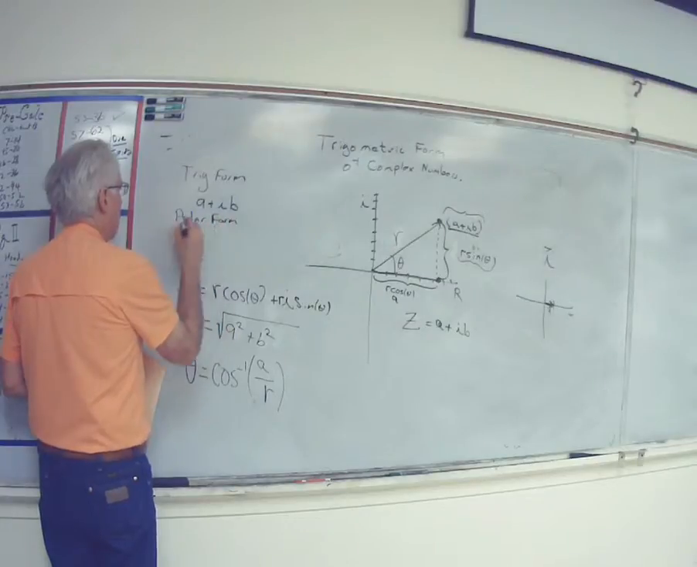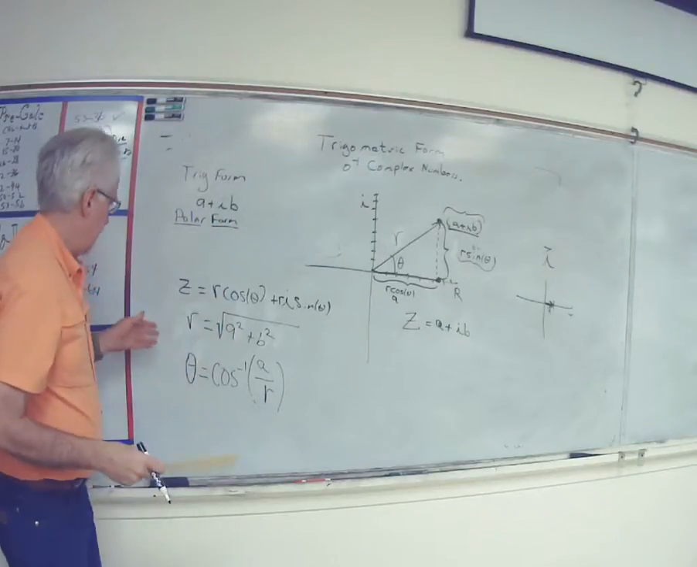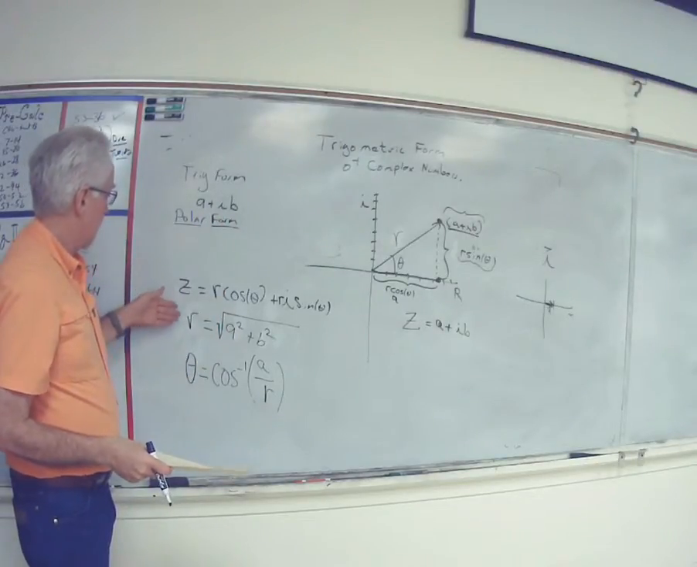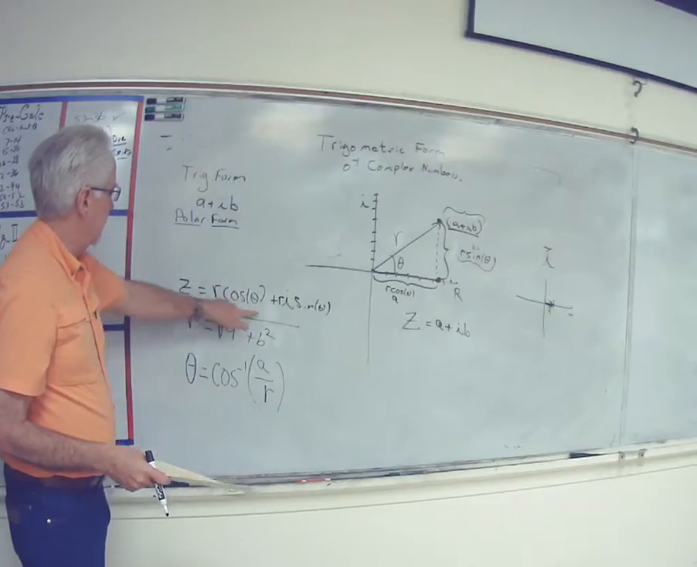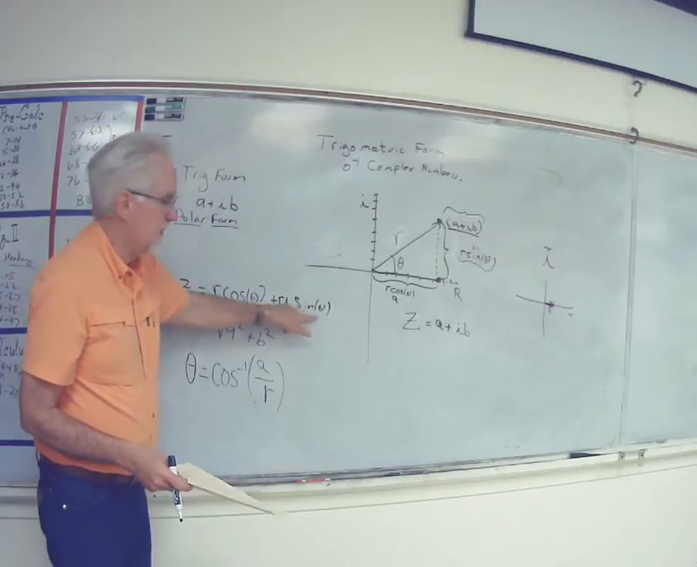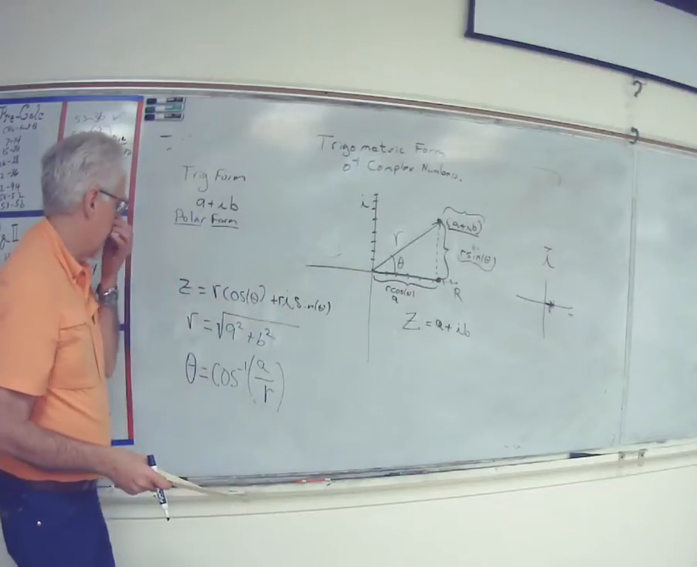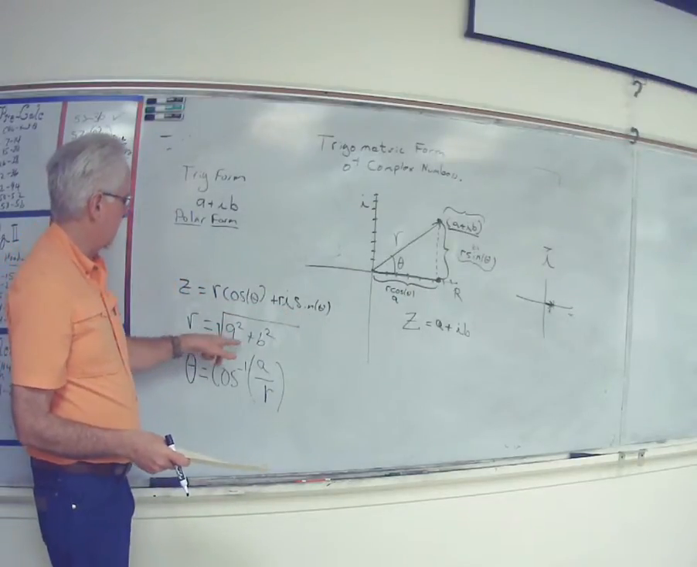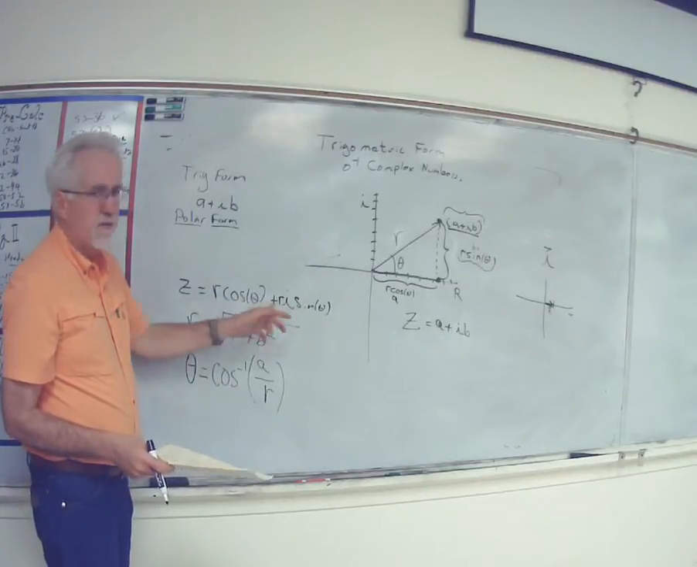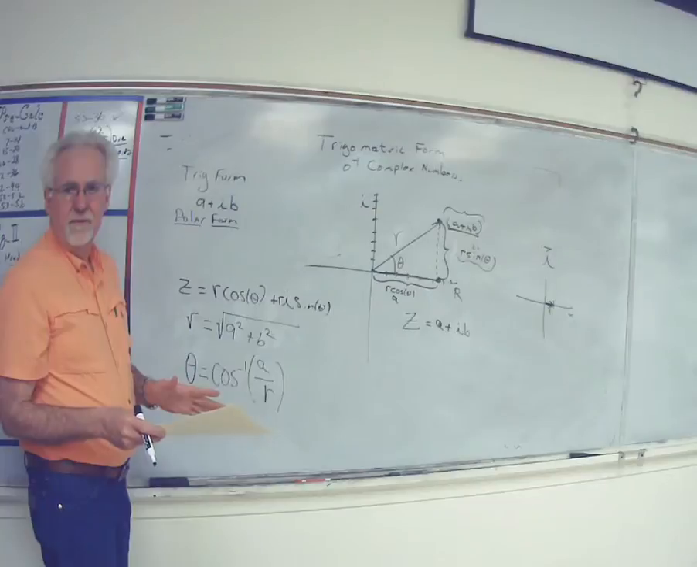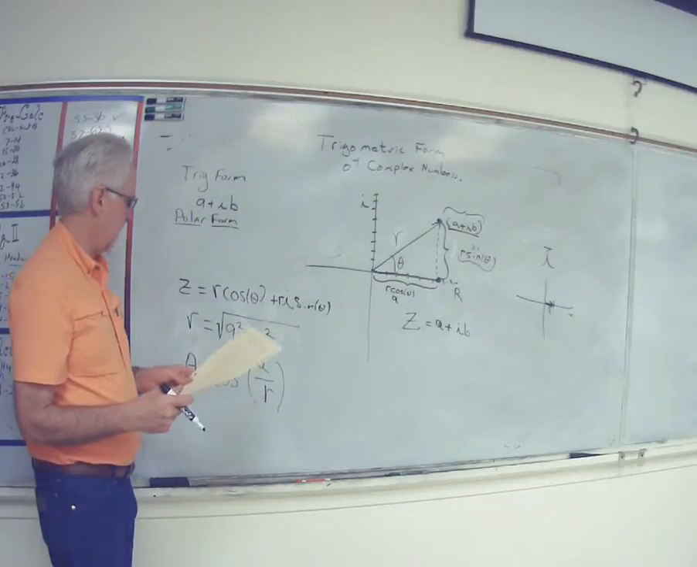Hold on. So we went from trig form to polar form. Now we're going from trig form here. Do you see this? This is A and this is Bi. Okay, so R is the square root of A squared plus B squared, which is R squared cosine squared plus R squared sine squared, but you can just use the two numbers that they gave you.